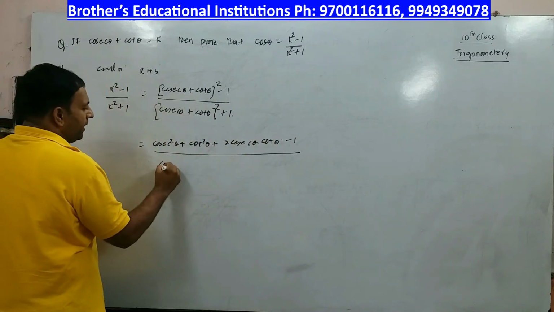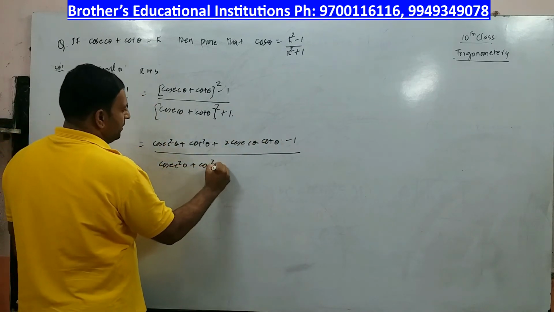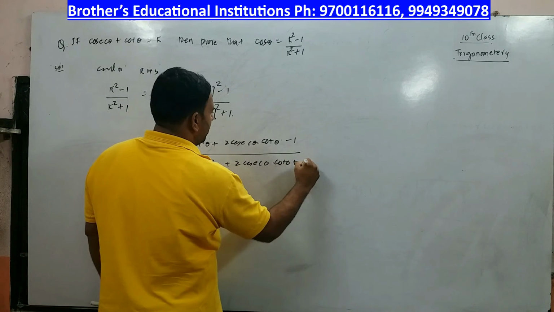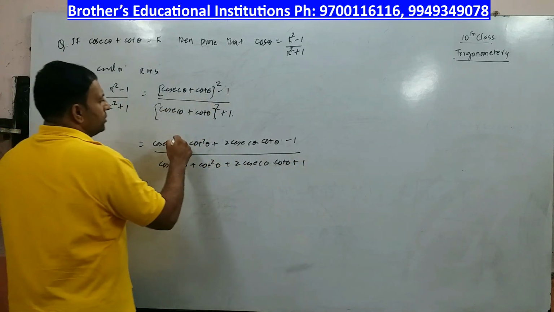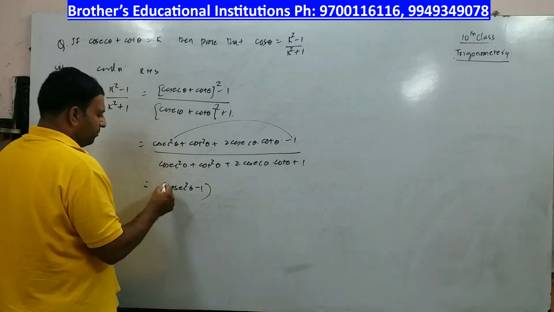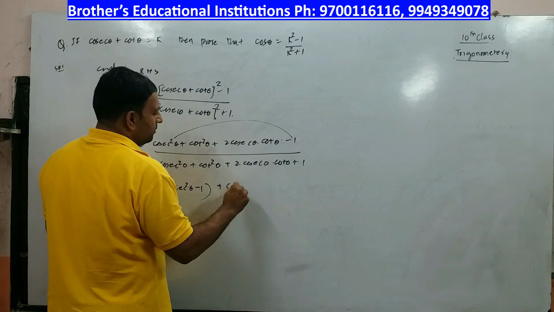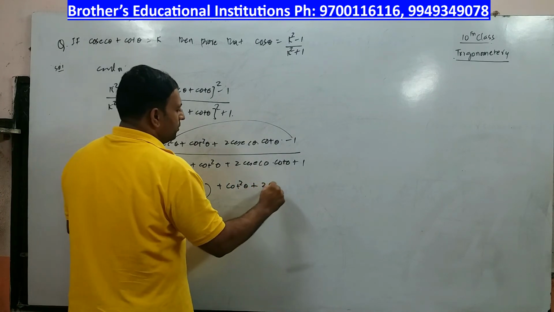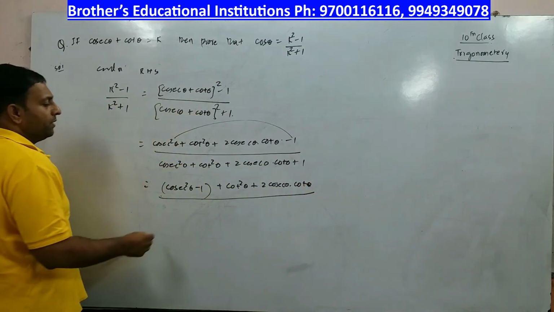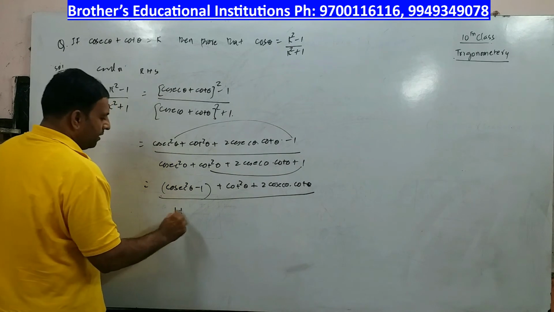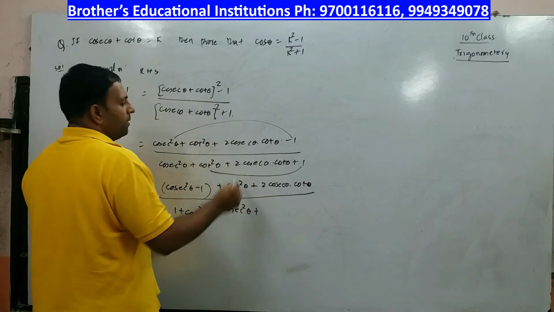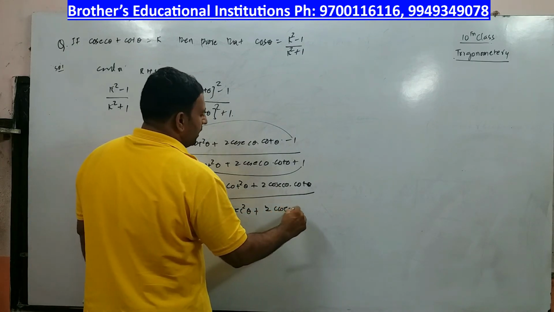What is (a plus b) whole square again? A square plus b square plus 2 cosecant theta into cot theta. Now, cosecant square theta minus 1, I will write here: cosecant square theta minus 1 plus cot square theta plus 2 cosecant theta into cot theta, by 1 plus cot square theta, I will write here 1 plus cot square theta, plus cosecant square theta plus 2 cosecant theta into cot theta.